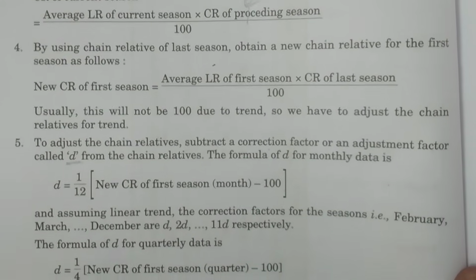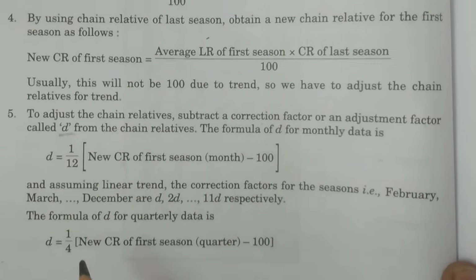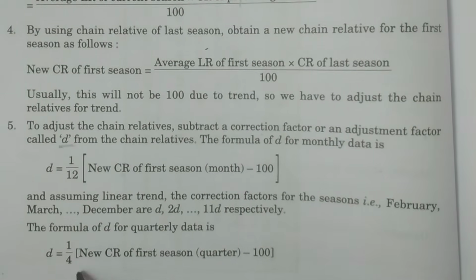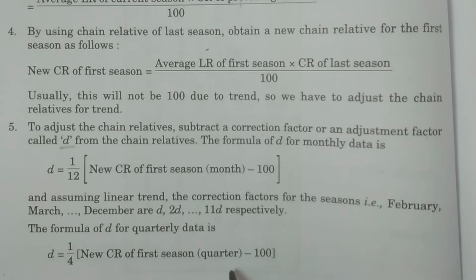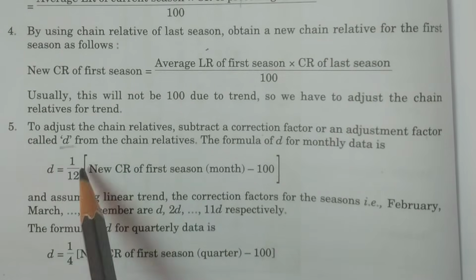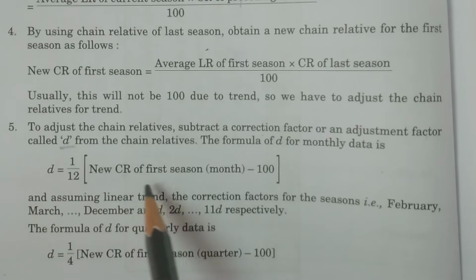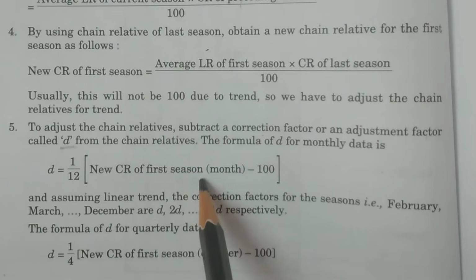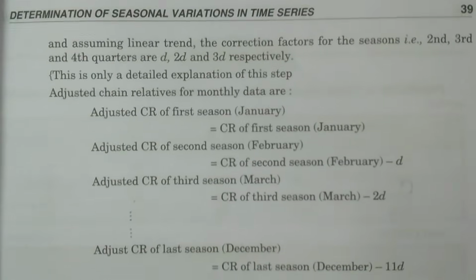For quarterly data, D is 1 by 4 into the new CR of the first season, that is the first quarter, minus 100. Hope you understand. That is for quarterly data. For monthly data, D is equal to 1 by 12 into the new CR of the first month minus 100. Now you see how to adjust the CRs with this correction factor. This is the procedure.